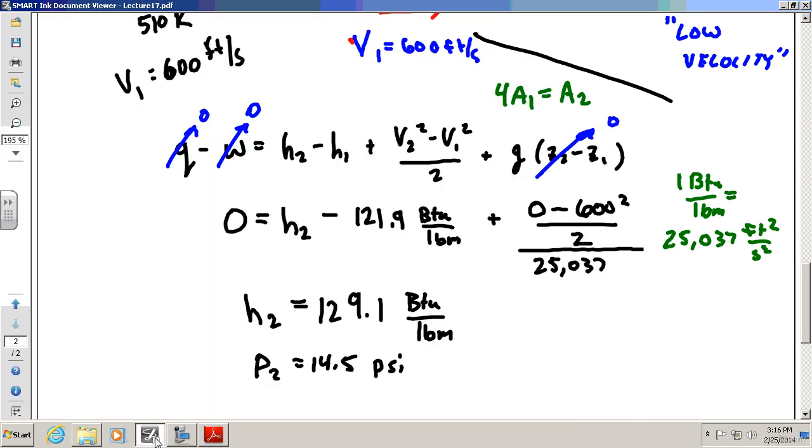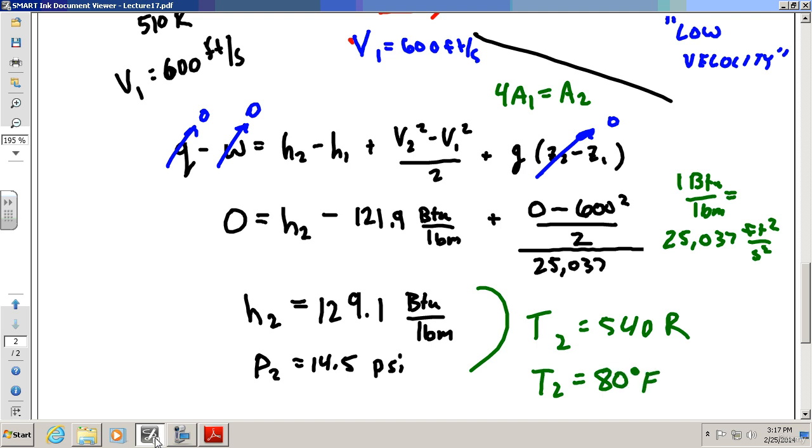So this basically says, okay, T2 is 540 Rankine, which, by the way, is what temperature in Fahrenheit? Well, T1 was 510, so it only went up 30 Rankine. So it went from 50 to 80 degrees Fahrenheit. So the temperature went up to 80 degrees Fahrenheit.